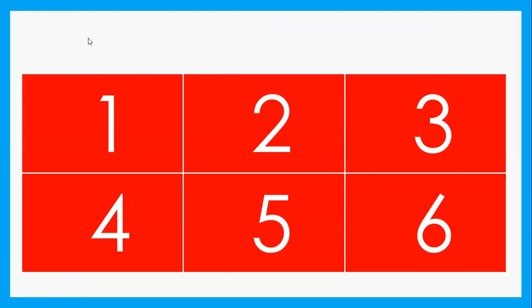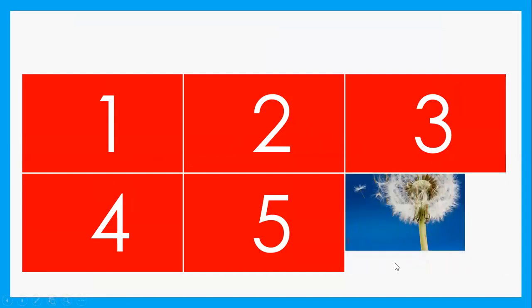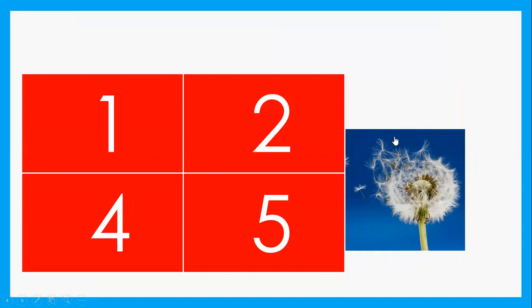Which number do you want to go for? Number six. All right, number six. Number three. Okay, number three. And that's it for the clues. Now it's time for you to tell me the benefit of the air. This is the benefit of the air. And what is that benefit?